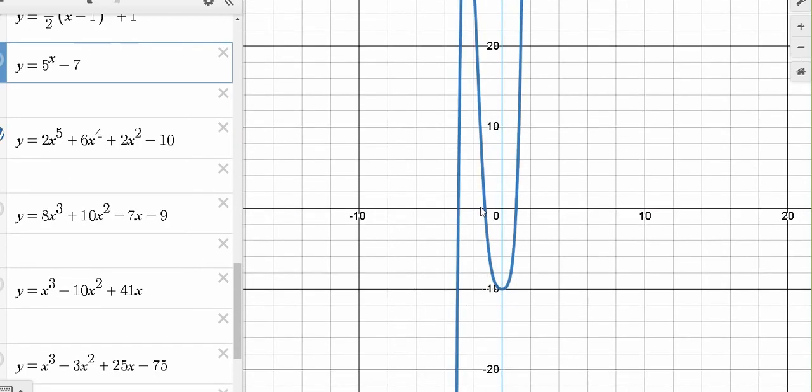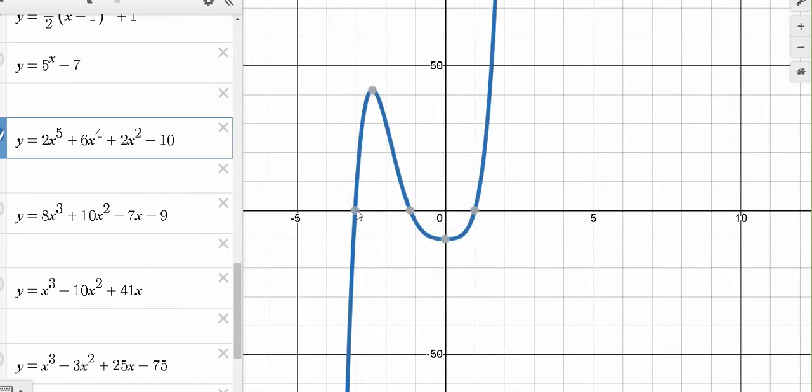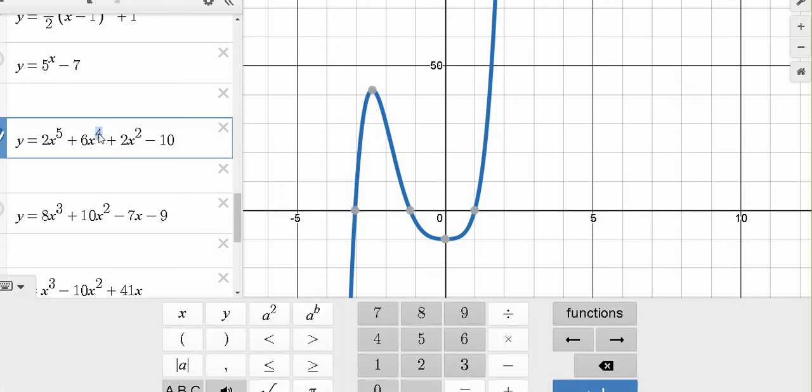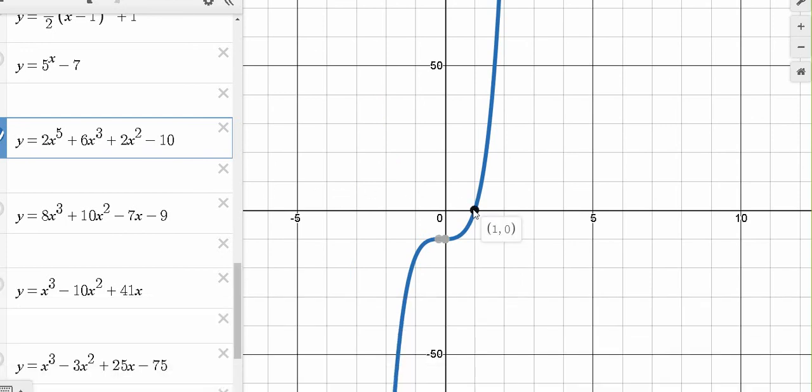Let me clean up the graph a little bit. And you can see them. Something looks wrong here. 2x to the 5th plus 6x cubed plus 2x squared minus 10. So we got one rational root there. That means the other two have to be complex, because I only see one place where this graph crosses the x-axis.